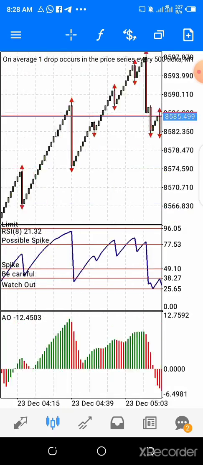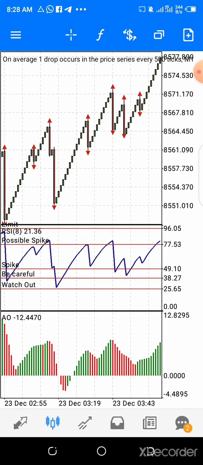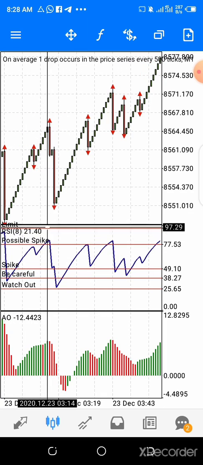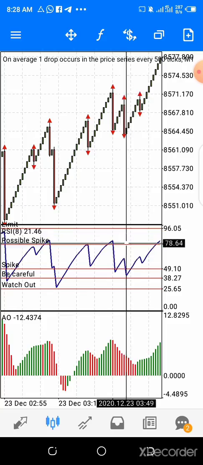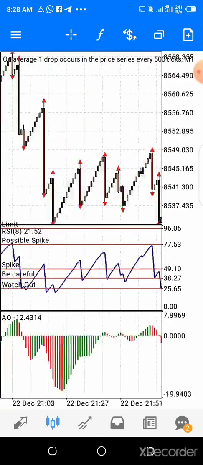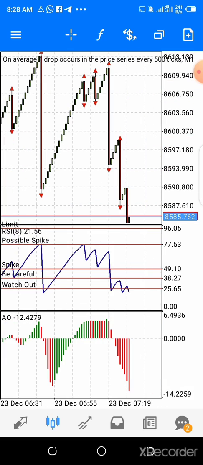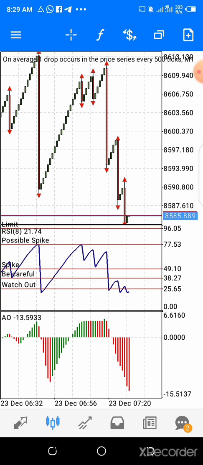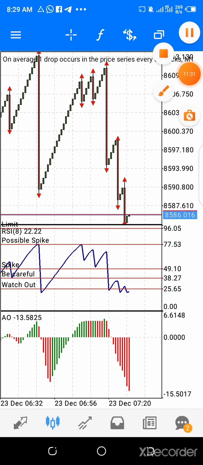So this strategy is a powerful strategy, as I just said. You can see this also, possible spike, then it spikes, something like this. If you back check, you can still see a lot of spikes. So make sure you set the possible spike zone, be careful, watch out, and the limit as your point or relative strength index. So these are the strategies that I'm using in order to catch spikes.